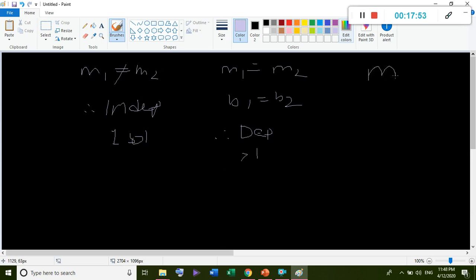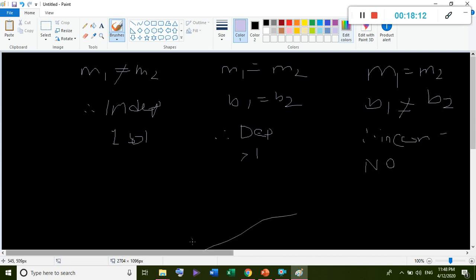When you have m1 equals m2 but b1 is not equal to b2, it means the lines are parallel. So it's inconsistent, which means no solutions. Just keep this in mind when you're looking at the slopes and the y-intercepts.